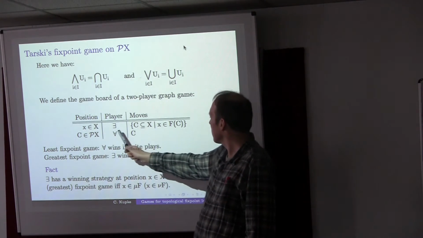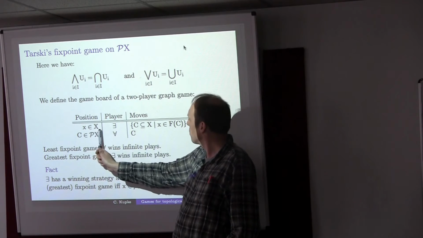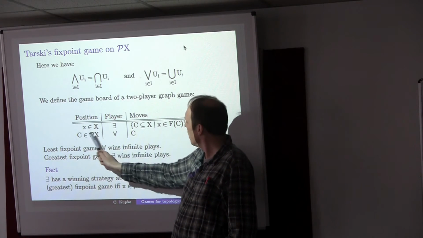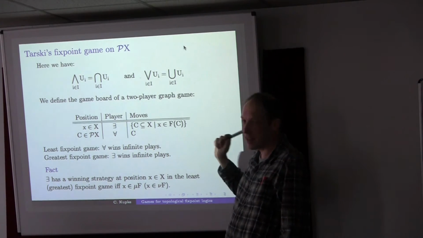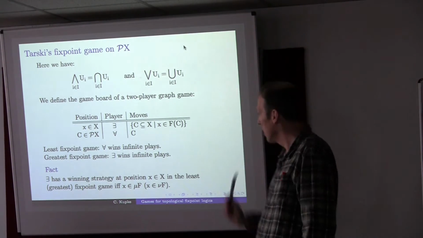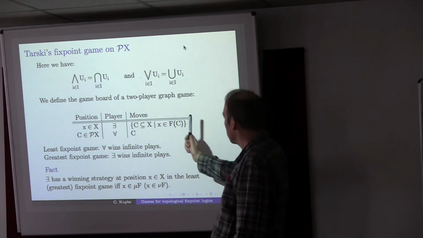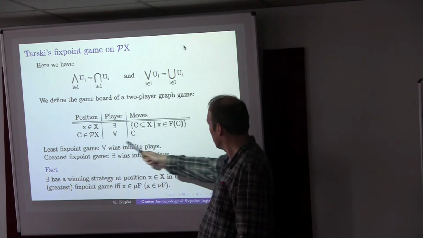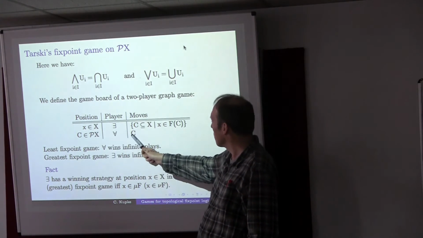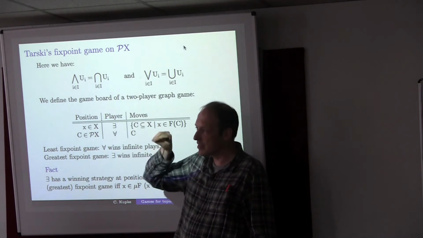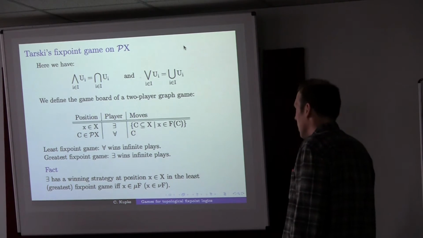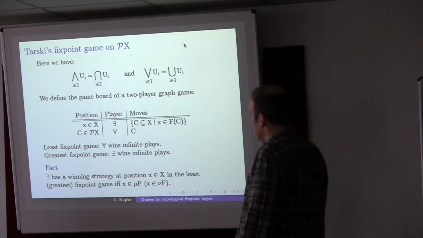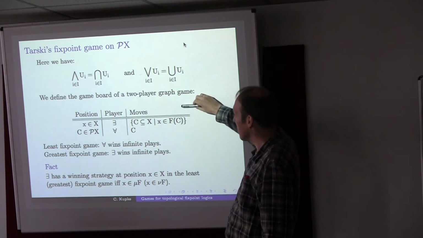Eloise has to provide a kind of proof that this is an element of the fixed point. So she has to provide a subset C such that X is an element of F applied to this subset. And then Abelard claims that this is wrong somehow, and he can point to the mistake. He can just pick one element out and say, here you missed something. This is the game.